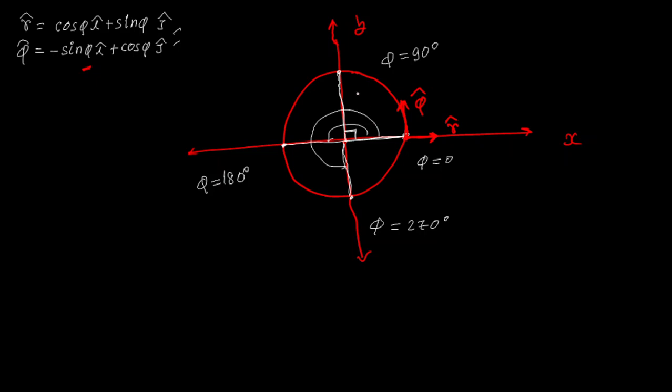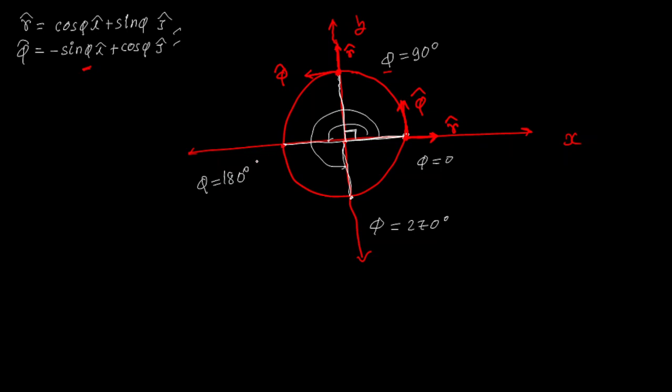Similarly, you can also find out for this point. You have to put the value of phi 90 in this equation. When you put the value of 90 in these equations, you will get r cap parallel to the y-axis, that is, the plus j cap direction. This will be the r cap direction, and phi cap will be minus i cap. So this will be the direction of phi cap at this position.